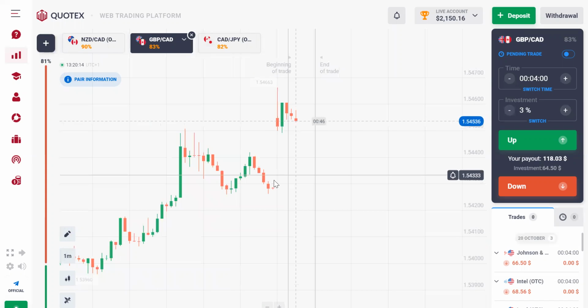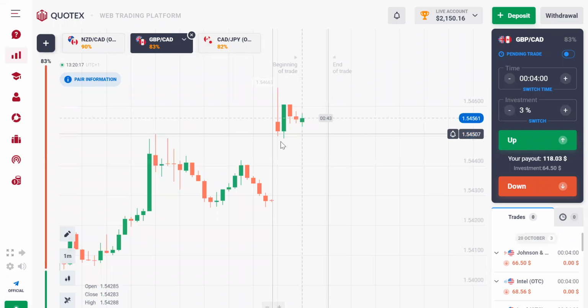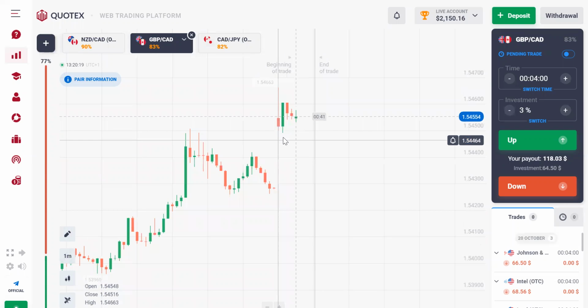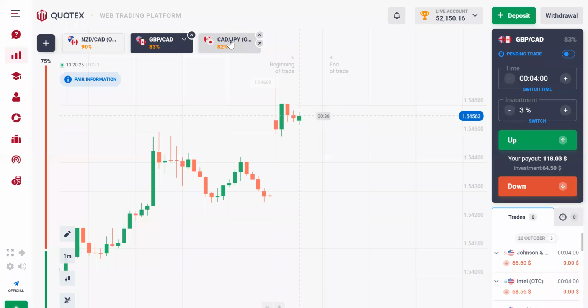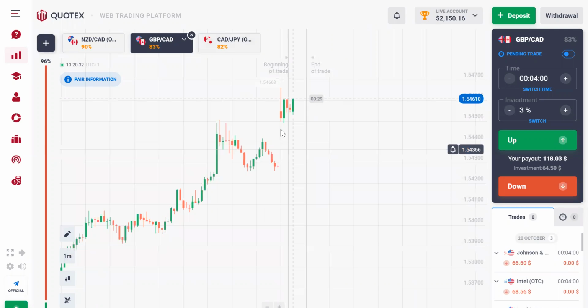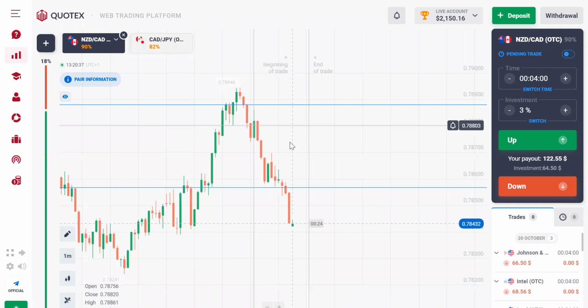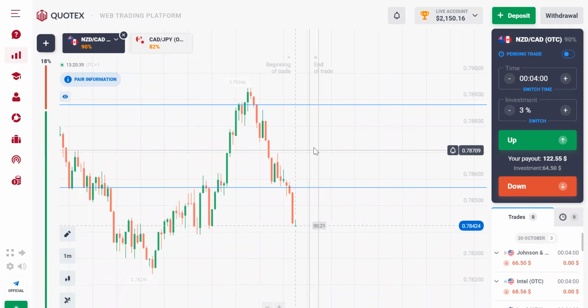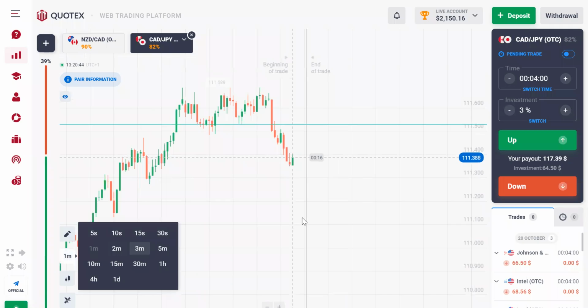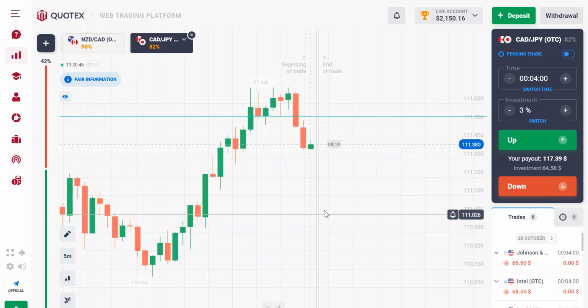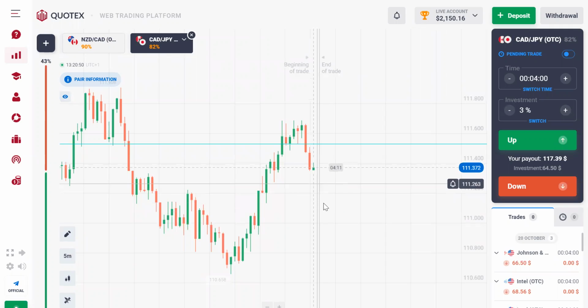What's this now? Please check your GBP CAD. Is there a gap? Yes, sir. There's a gap. What's happening now? Okay, so stay on CAD CHF. Everyone stay on CAD CHF.